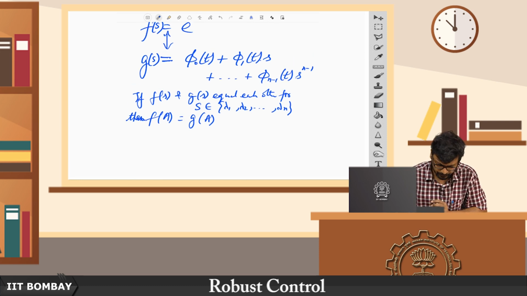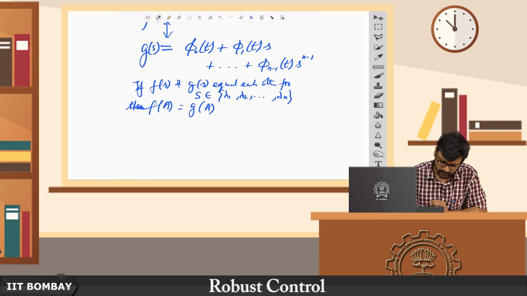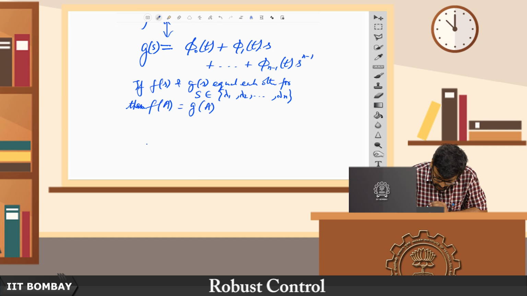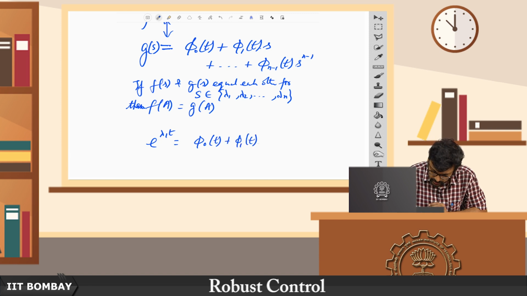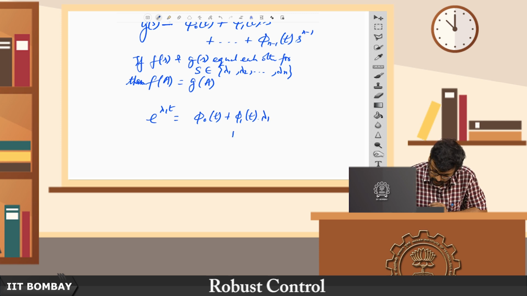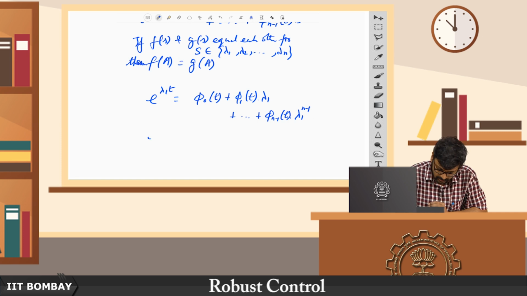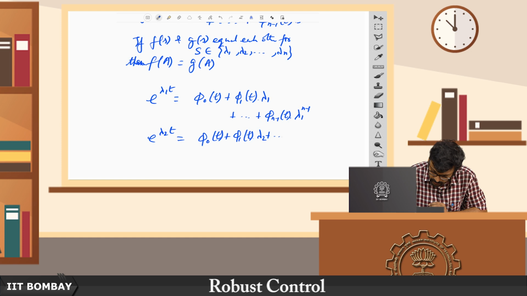So what I am saying is that e to the lambda 1 t is going to be equal to phi naught t plus phi 1 t lambda 1 plus dot dot dot till phi n minus 1 t lambda 1 to the power n minus 1. So, this is for the first equation. The second equation would be e to the lambda 2 t is equal to phi naught t plus phi 1 t lambda 2 plus dot dot dot till phi n minus 1 t lambda 2 to the power n minus 1.